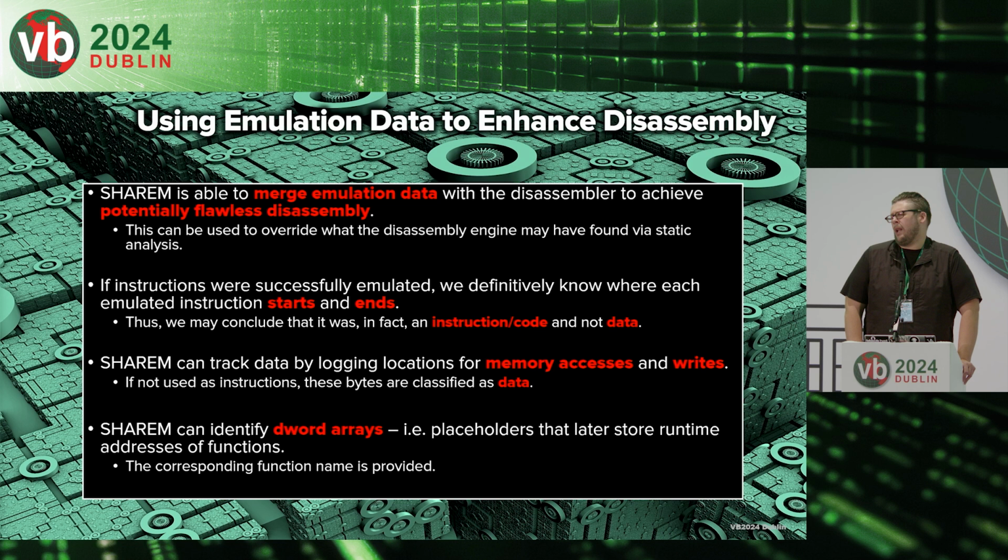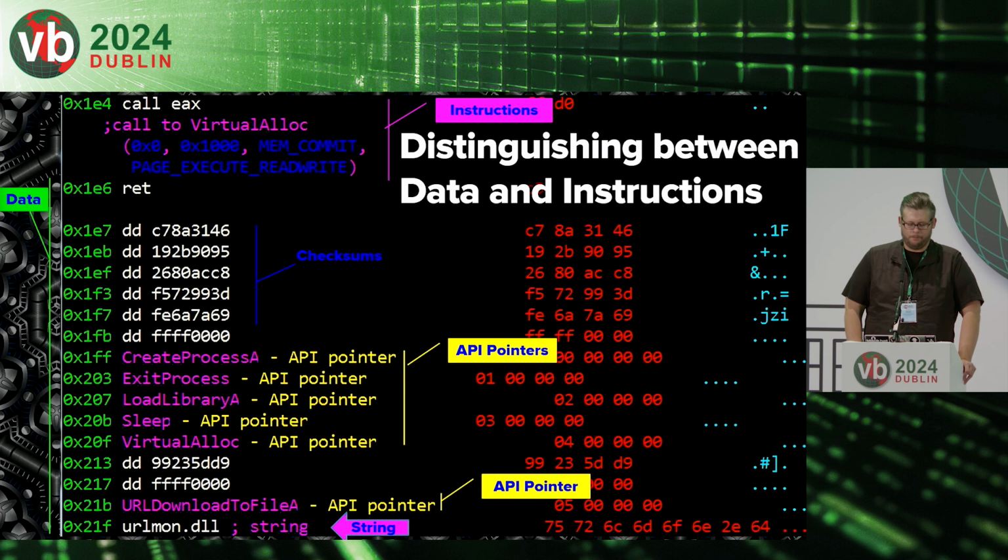I don't have time to go into the details for this, but we'll actually, in a very clever way, integrate the emulation data to improve the disassembly, because we know where the shellcode, or where instructions begin and where it ends, and so we can use that to override what possibly could be inaccurate. So the end result is the disassembly should be more or less virtually flawless.